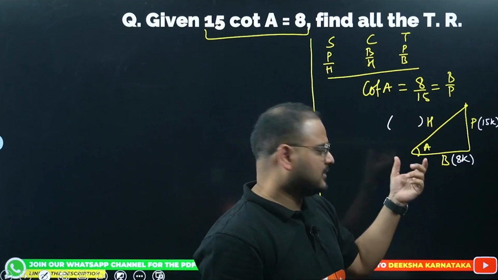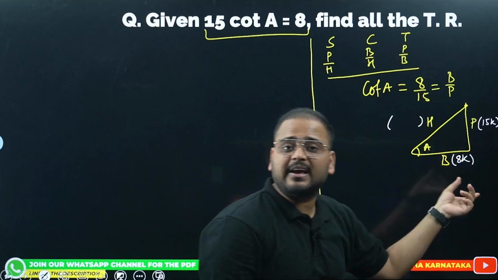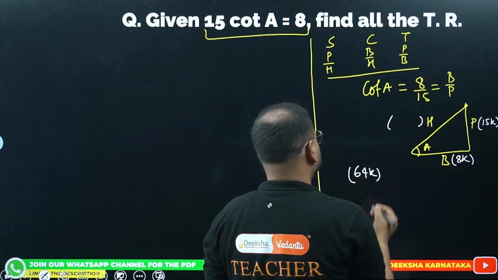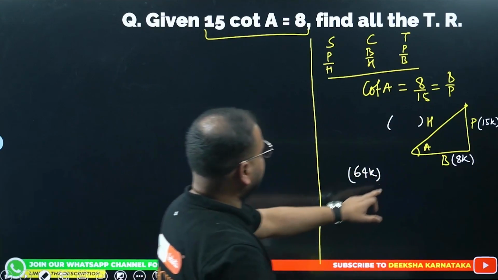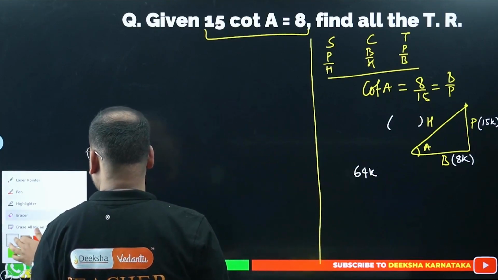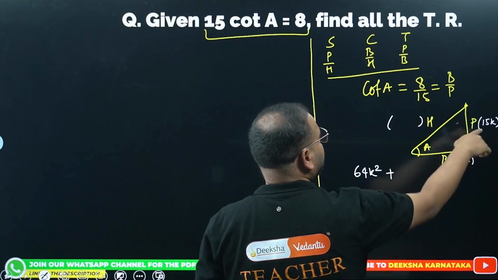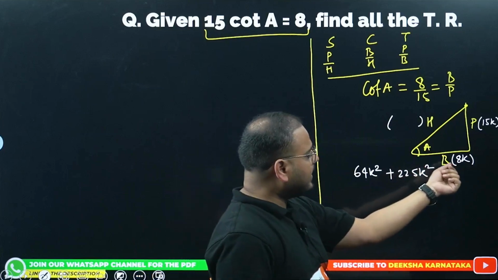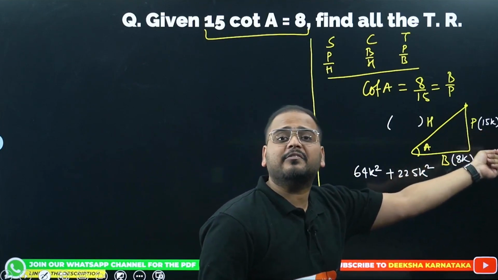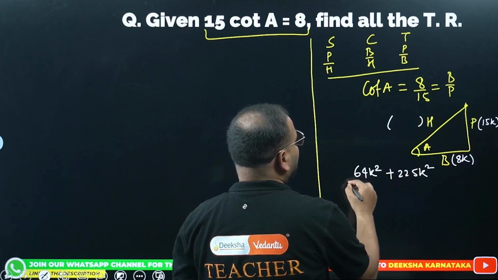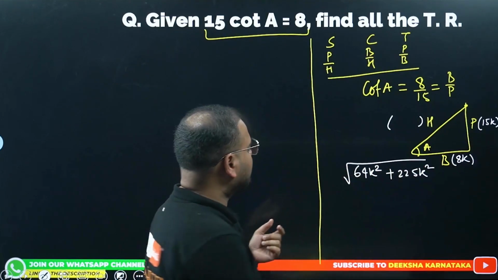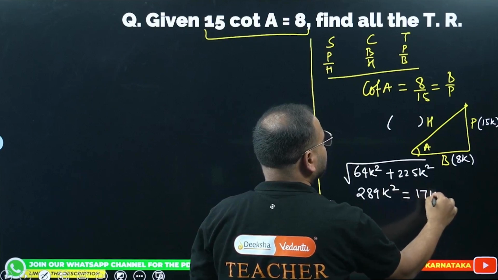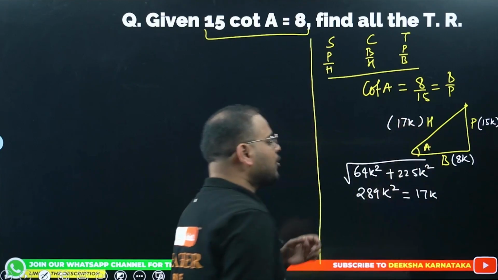Square of 8k and square of 15k. 8k square will become 64k square, and perpendicular would be 225k square. Square of 8k is 64 times k square, square of 15k is 225 times k square. If you add them and take the root of this, you'll get the hypotenuse. So you'll get 289k square, which will be nothing but 17k. So from here we have this as 17k. Now you have P, B, H.